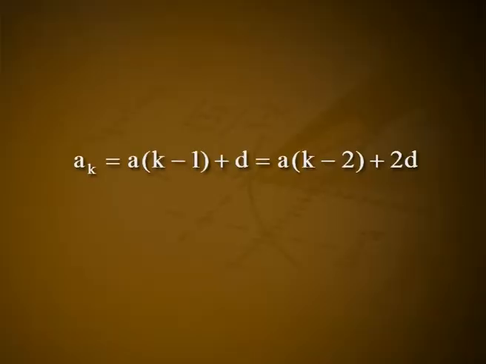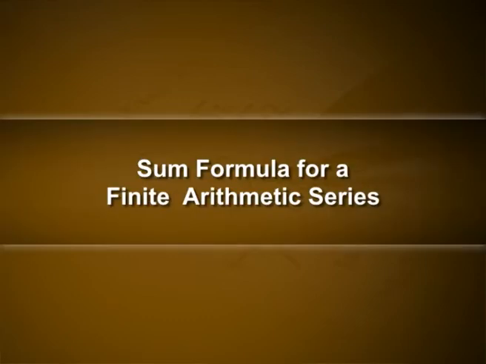An arithmetic series is the sum of a sequence, the set a_k, k = 1, 2, 3, ..., in which each term is computed from the previous one by adding or subtracting a constant d. Therefore, for k greater than 1, a_k = a_(k-1) + d = a_(k-2) + 2d = ... = a_1 + d(k-1). Sum formula for a finite arithmetic series.